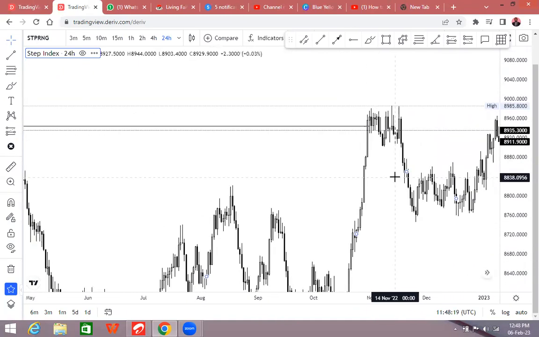So let me see if I can get the weekly chart on Step. Okay, I really don't trade Step. Can we get weekly on this device? Let me get weekly on the phone. That's what I want to do.